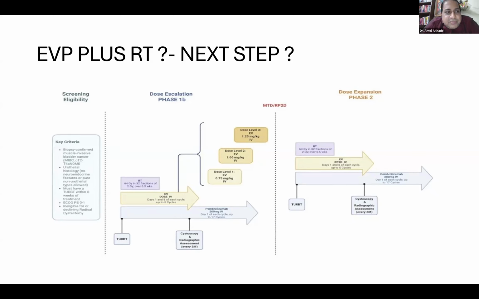Yeah, this is where the field is moving. This is the next trial that is coming up, EV Pembro plus RT. That means addition of a local RT to EV Pembro as a neoadjuvant and then going for bladder preservation.